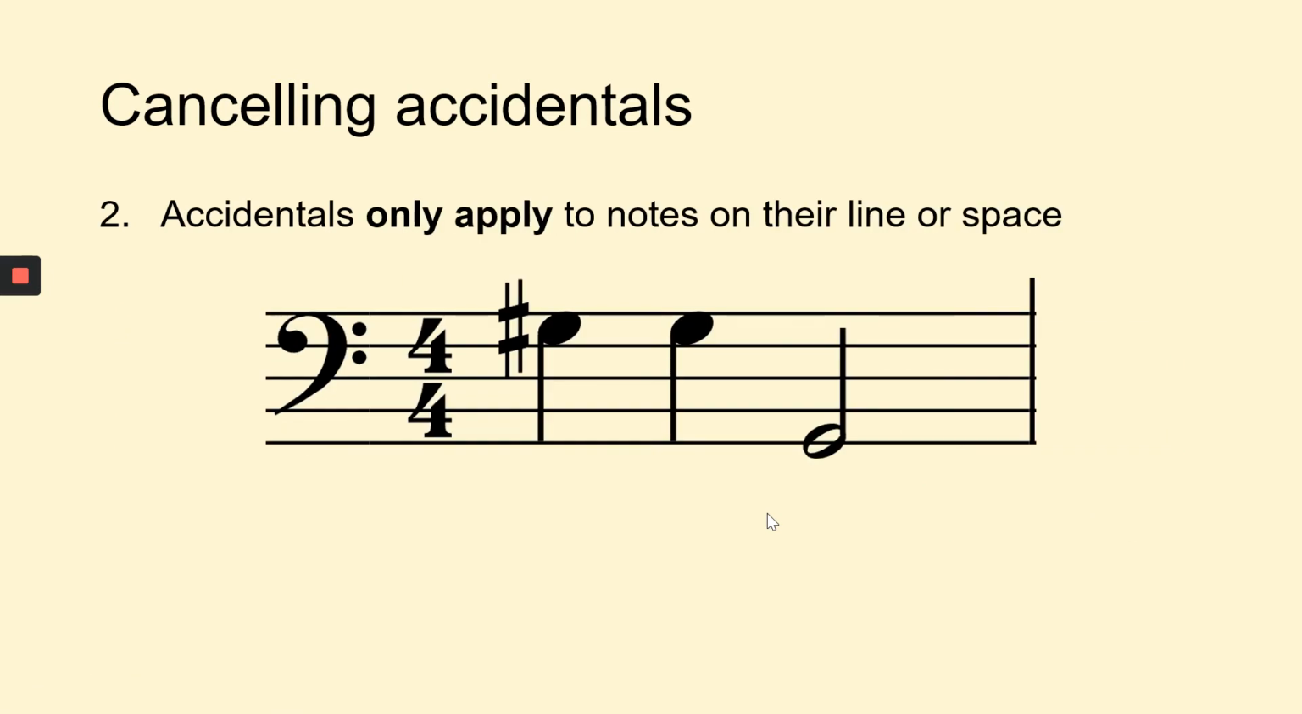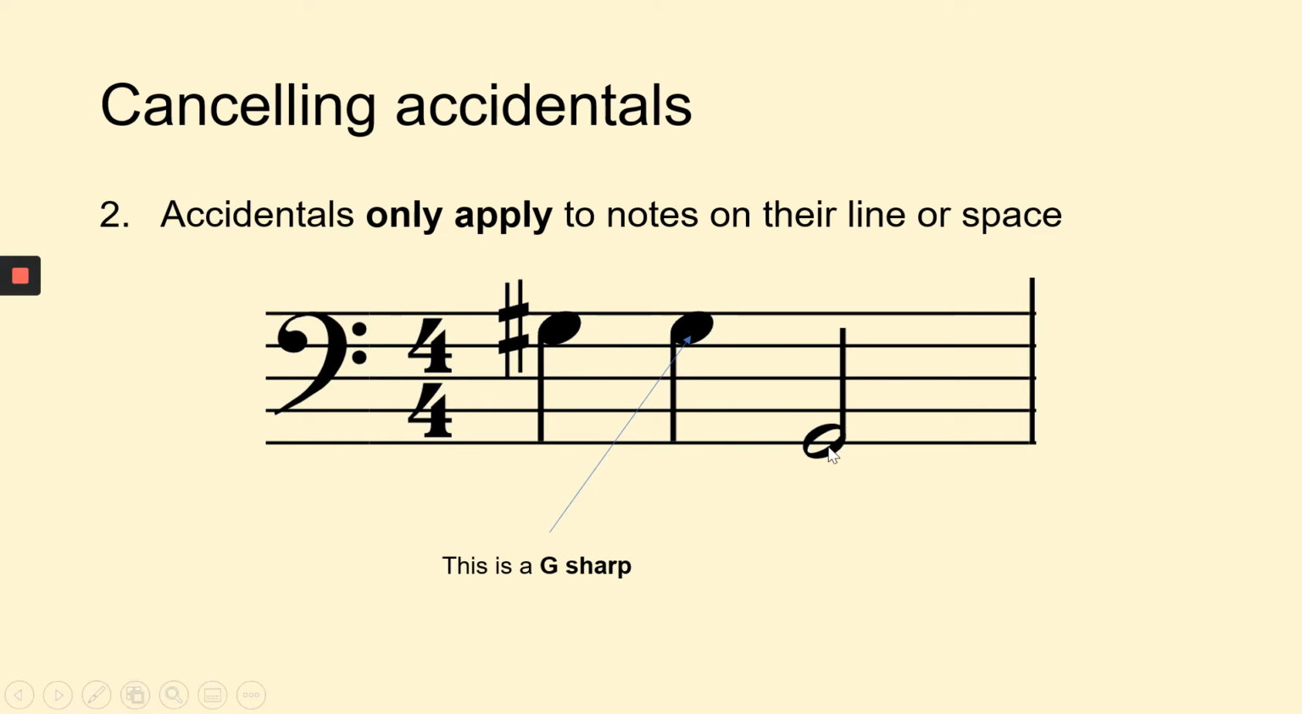Rule 2. Accidentals only apply to notes on their line or space. So here we have a G sharp. The next note is also a G, and it's on the same space, so it's also going to be a G sharp.